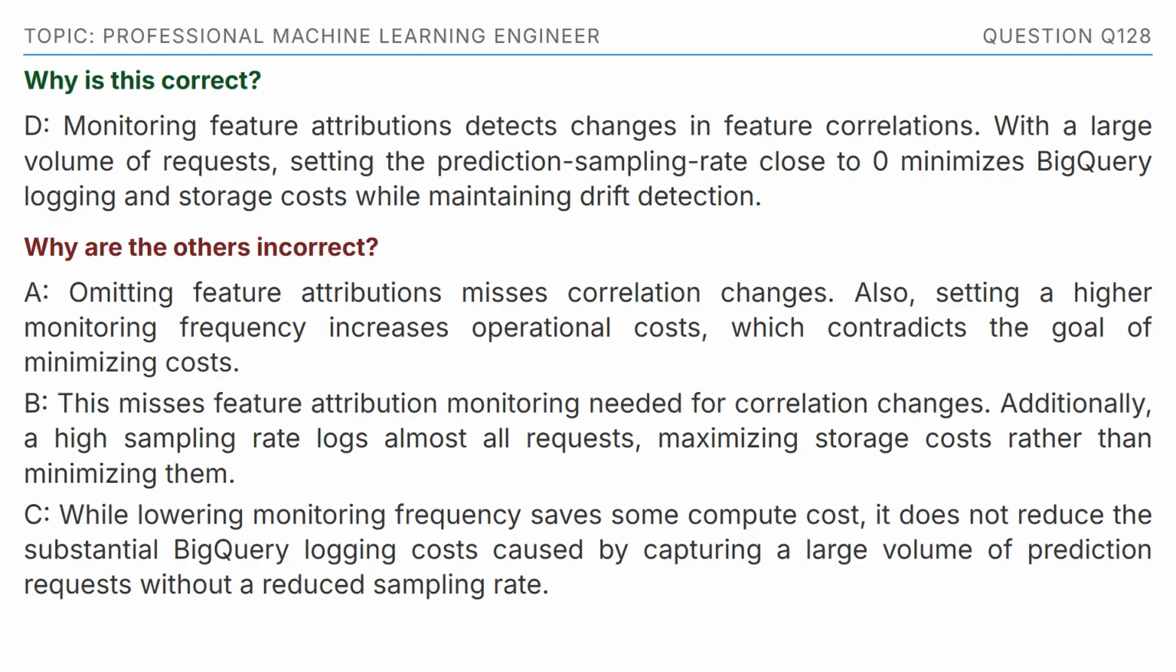A. Omitting feature attributions misses correlation changes. Also, setting a higher monitoring frequency increases operational costs, which contradicts the goal of minimizing costs. B. This misses feature attribution monitoring needed for correlation changes. Additionally, a high sampling rate logs almost all requests, maximizing storage costs rather than minimizing them.